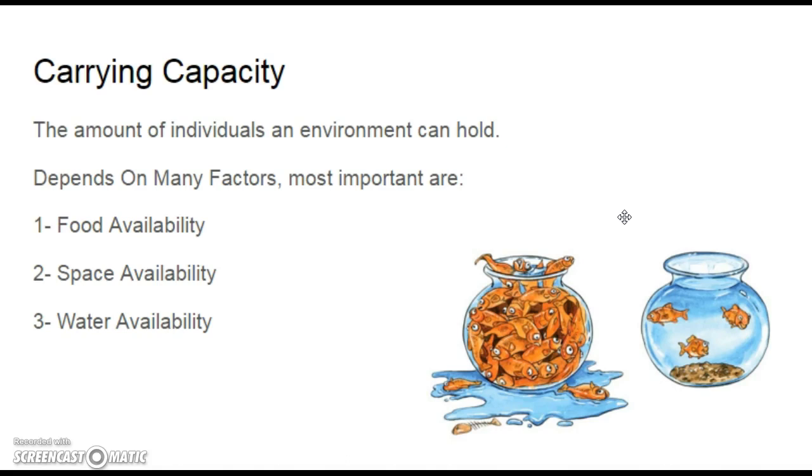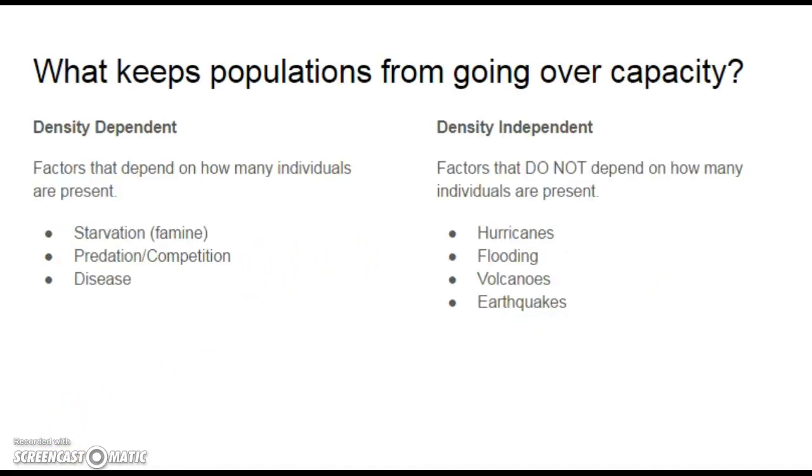And then three, water availability. Water is one of those things we all need to live, so water availability definitely takes into account how many people can be in a certain area. That's actually something we're starting to see in California with the droughts and everything like that. So carrying capacity is the amount of individuals an environment can hold. Very, very important for this lesson. Okay, so let's keep going.